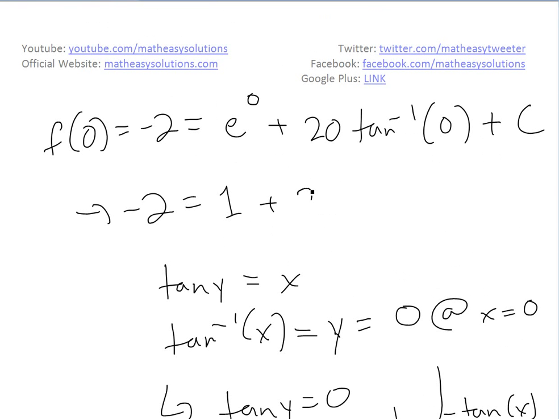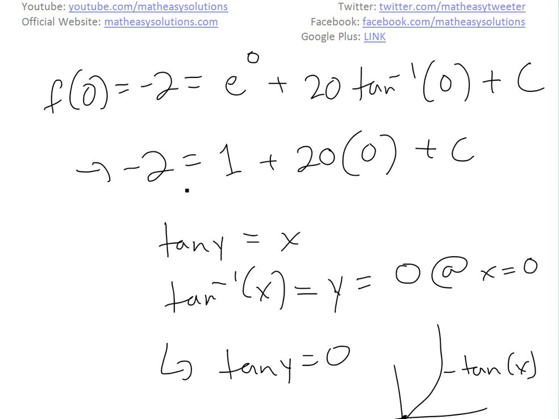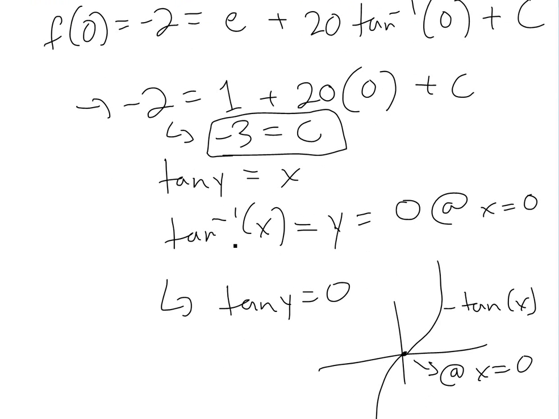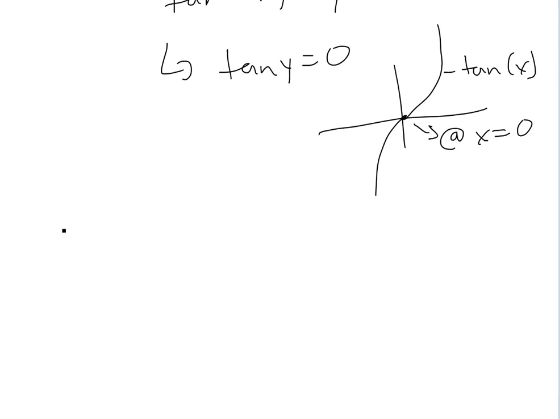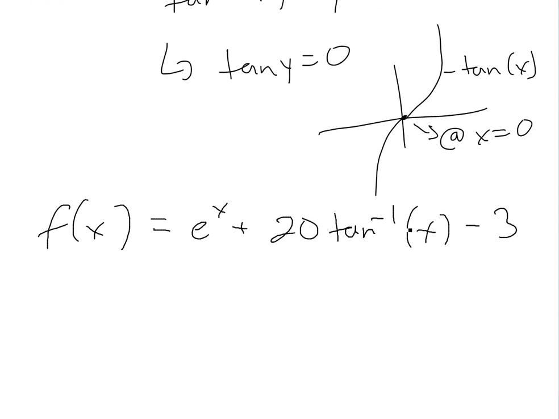So now if we just plug that in, we're going to have 20 times 0 plus c. And now just solving this one, negative 1 goes across to this side here. So we're going to get -3 equals c. So this is the value here. And you can learn more about inverse tan in a video link below as well. So now we just plug this in there, and that's our answer. We're going to get f of x is equal to e to the x plus 20 inverse tan x minus 3. And this is our answer in this case.